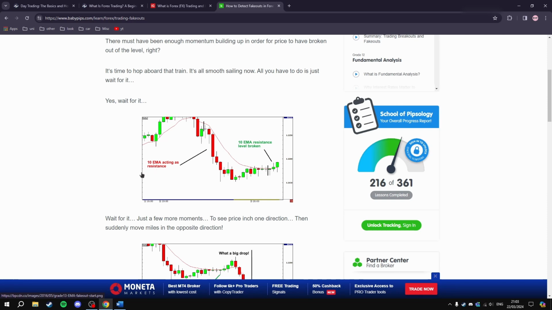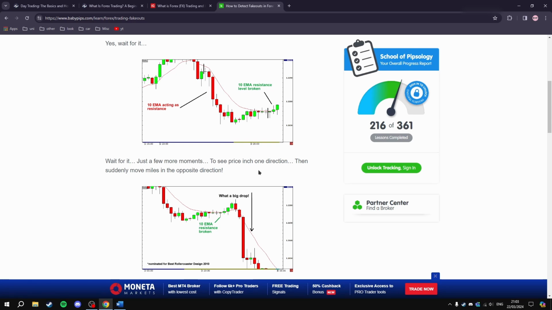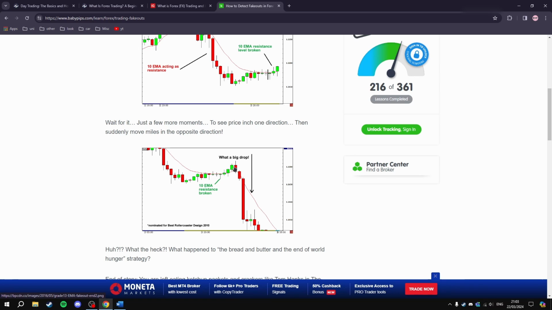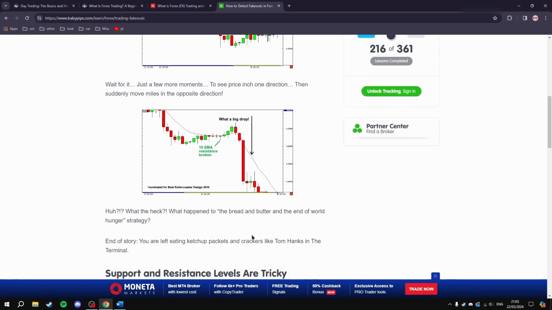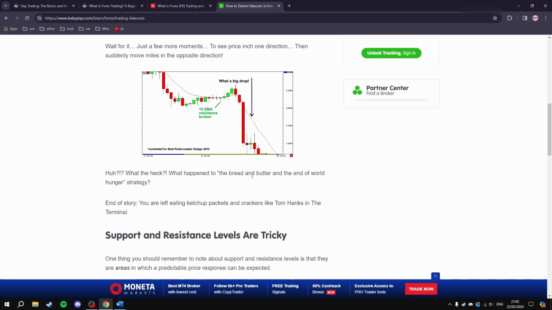Here, the 10 exponential moving average is acting as resistance. We can see that price keeps hitting it and not being able to break out of it. Then the resistance level is broken, so the price action actually goes above it. Wait for it, just a few more moments, to see price inch one direction, then suddenly move miles in the opposite direction. It breaks, and then what a big drop. Boom. It drops all the way back down. What happened to the bread and butter strategy? End of story. You are left eating ketchup packets and crackers like Tom Hanks in The Terminal. Nominated for best roller coaster design 2010.